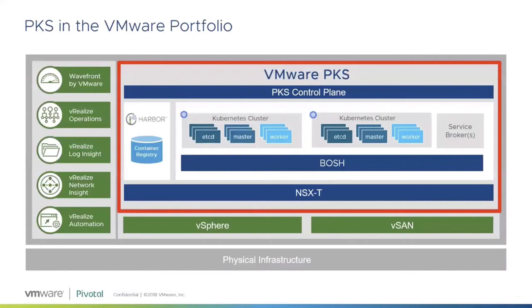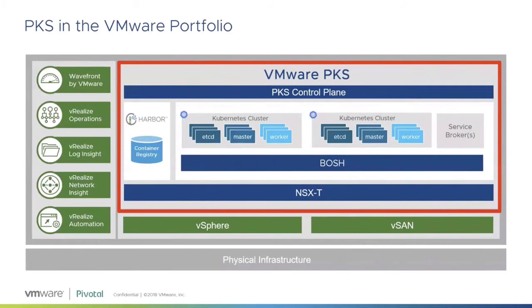So again, with PKS, everything in red is what you get. So if you buy PKS, you get BOSH, you get the PKS control plane, and you also get NSX as well. So all your networking and full automation is taken care of as a part of PKS. PKS can run on multiple different IaaS solutions. Of course, I'm highlighting vSphere and vSAN here. vSphere and vSAN can also run on public clouds such as GCP and AWS, with more in the future.